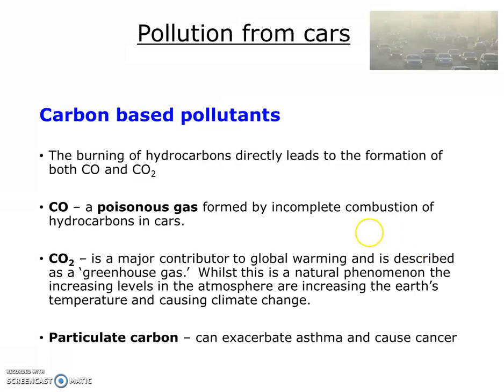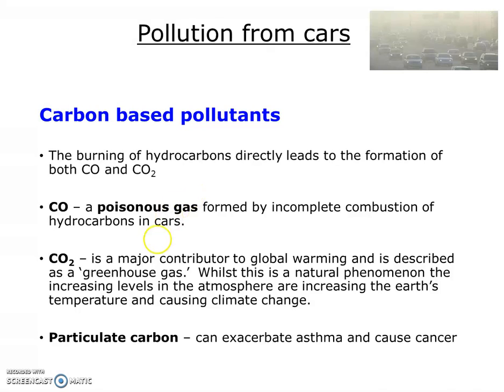Again, this bit you should know from GCSE. The burning of hydrocarbon leads to the formation of carbon monoxide and carbon dioxide. Carbon monoxide is toxic. It is a poisonous gas formed by the incomplete combustion of hydrocarbons in the car. So this means that in the combustion chamber in the car engine, we're not getting the right amount of oxygen in there.